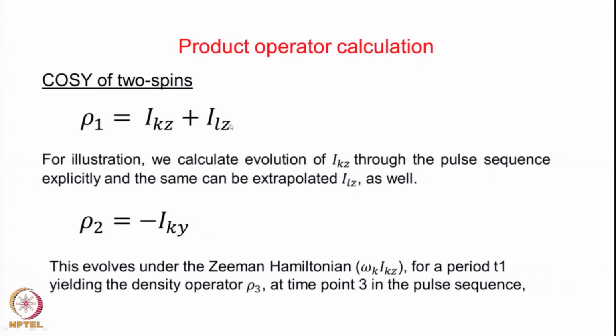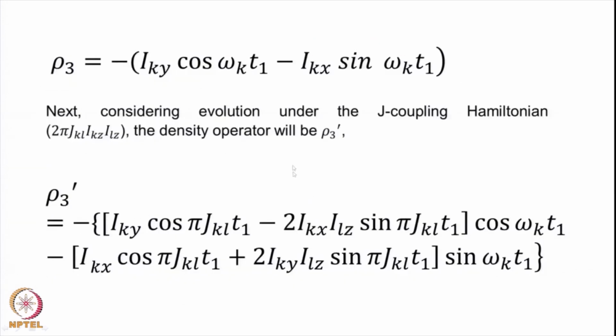Now if I apply a 90x pulse to the K magnetization, I generate minus IKY as before. Now this evolves under the Zeeman Hamiltonian, which is omega k IKZ, for a period t1, yielding the density operator rho 3 at time point 3 in the pulse sequence. So now considering the chemical shift evolution, the IKY term evolves in this manner, the minus sign is kept out here. So I have here IKY cosine omega k t1 minus IKX sine omega k t1.